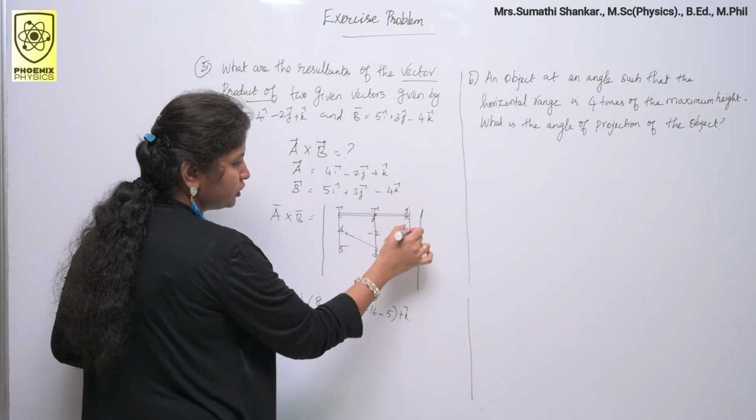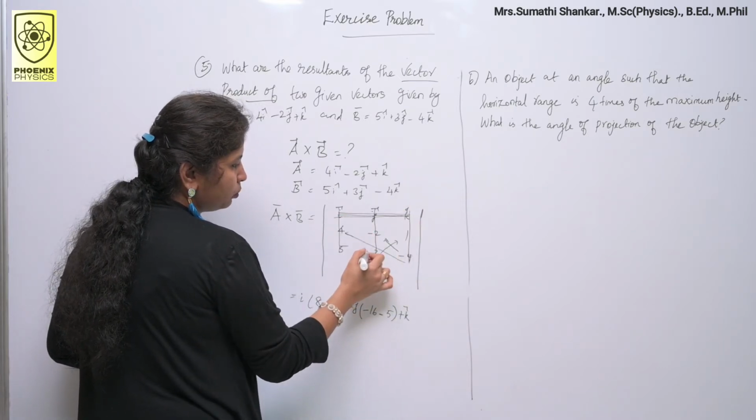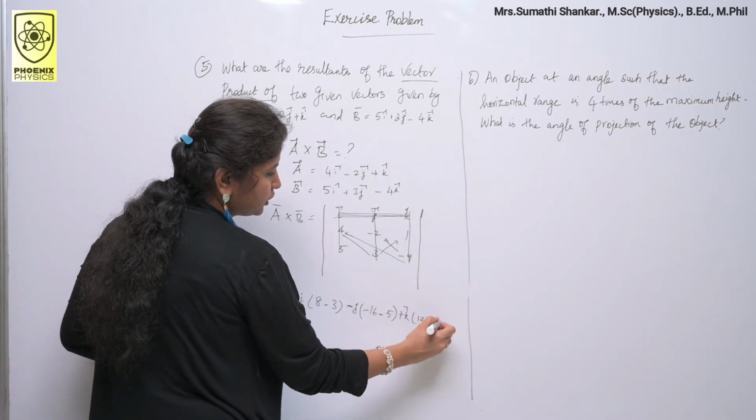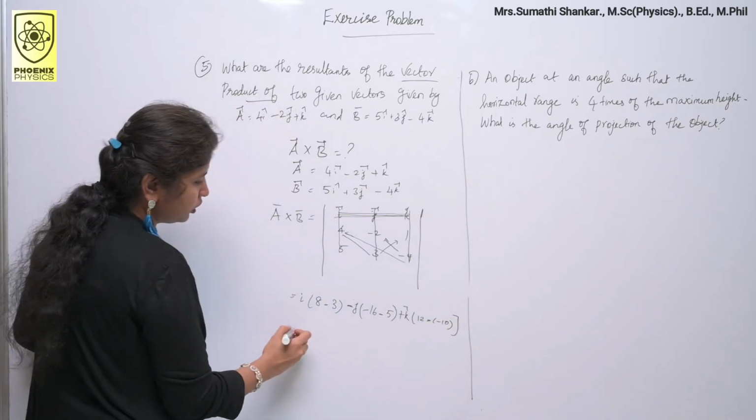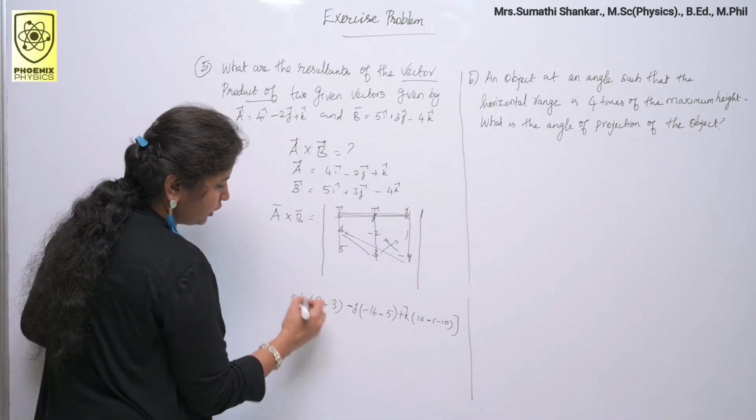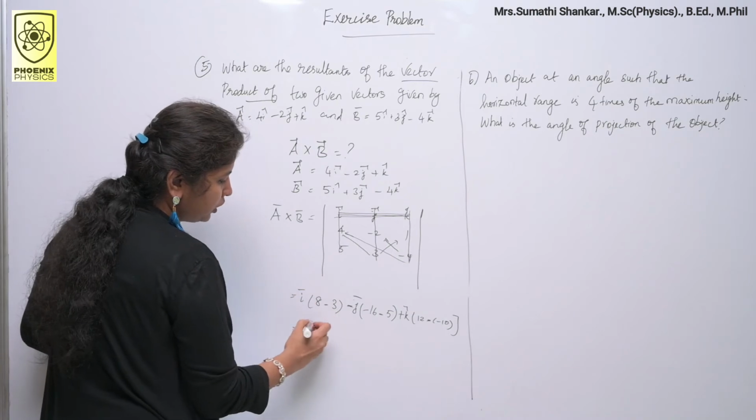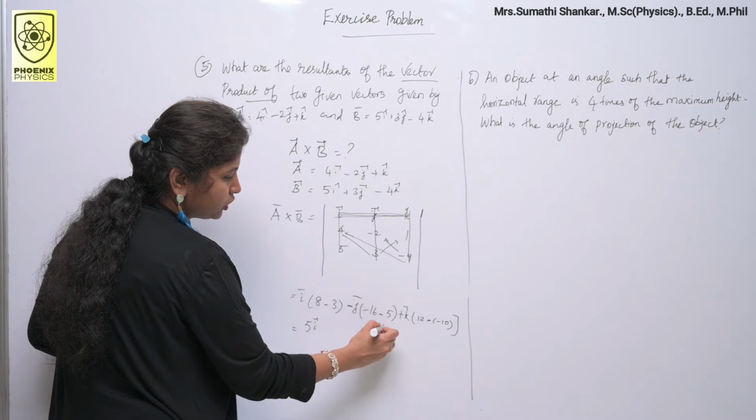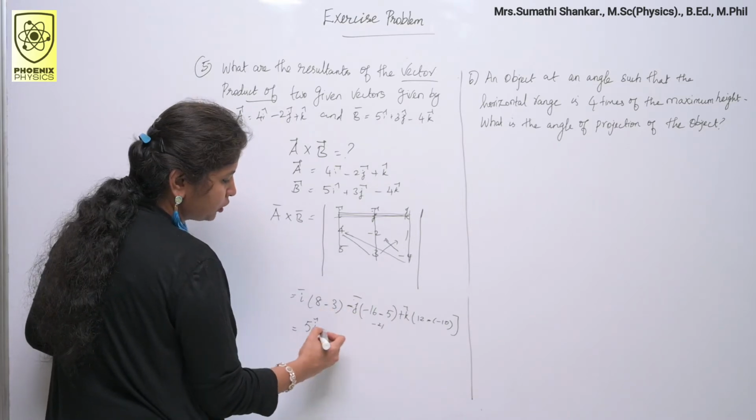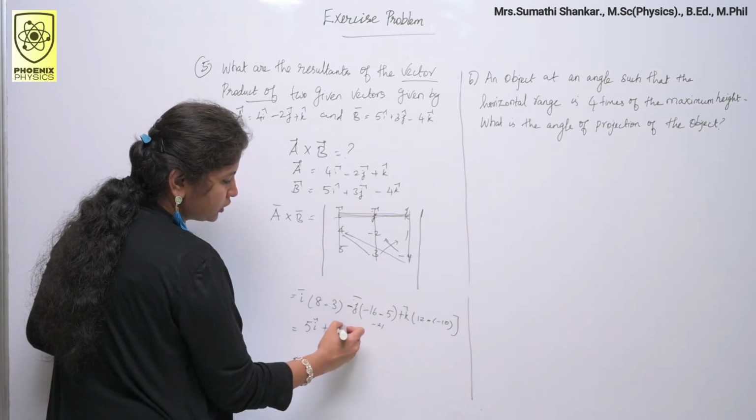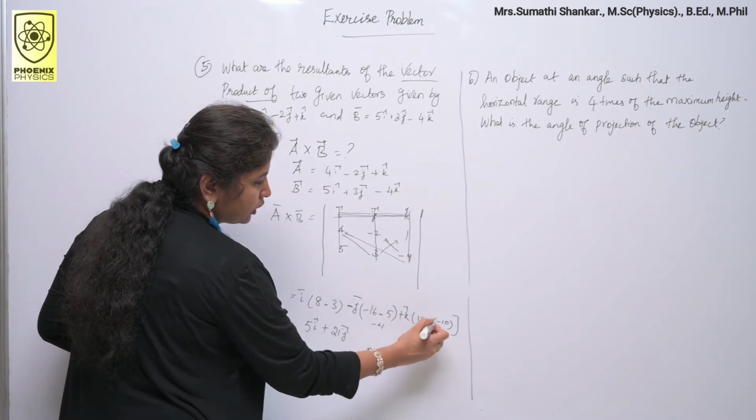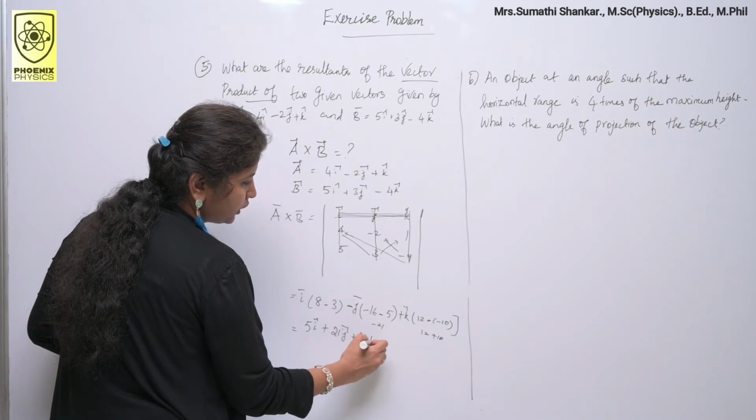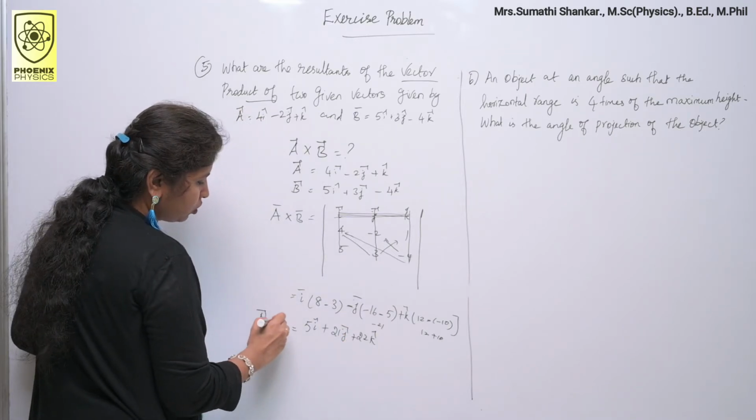For k vector, leave this column, leave this row. Now you multiply these two, that is 12 minus 10, so minus 10. So how do you write it? 8 minus 3 is 5, so 5i vector. Minus 16 minus 5, that is minus 21. Here also I have a minus, so minus into minus is plus 21j vector. Here 12 minus into minus is plus 10, so 12 plus 10 is 22, so 22k vector. This is our A cross B.